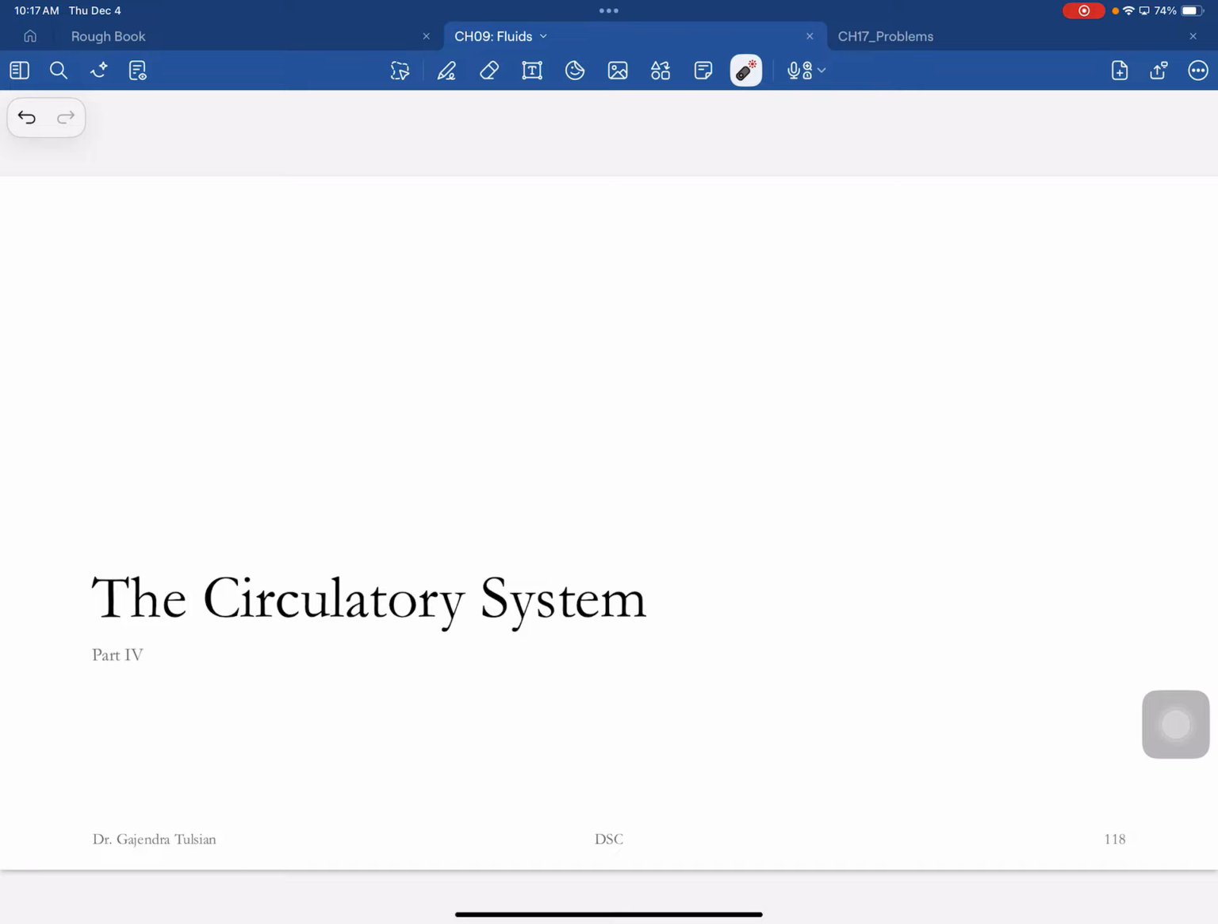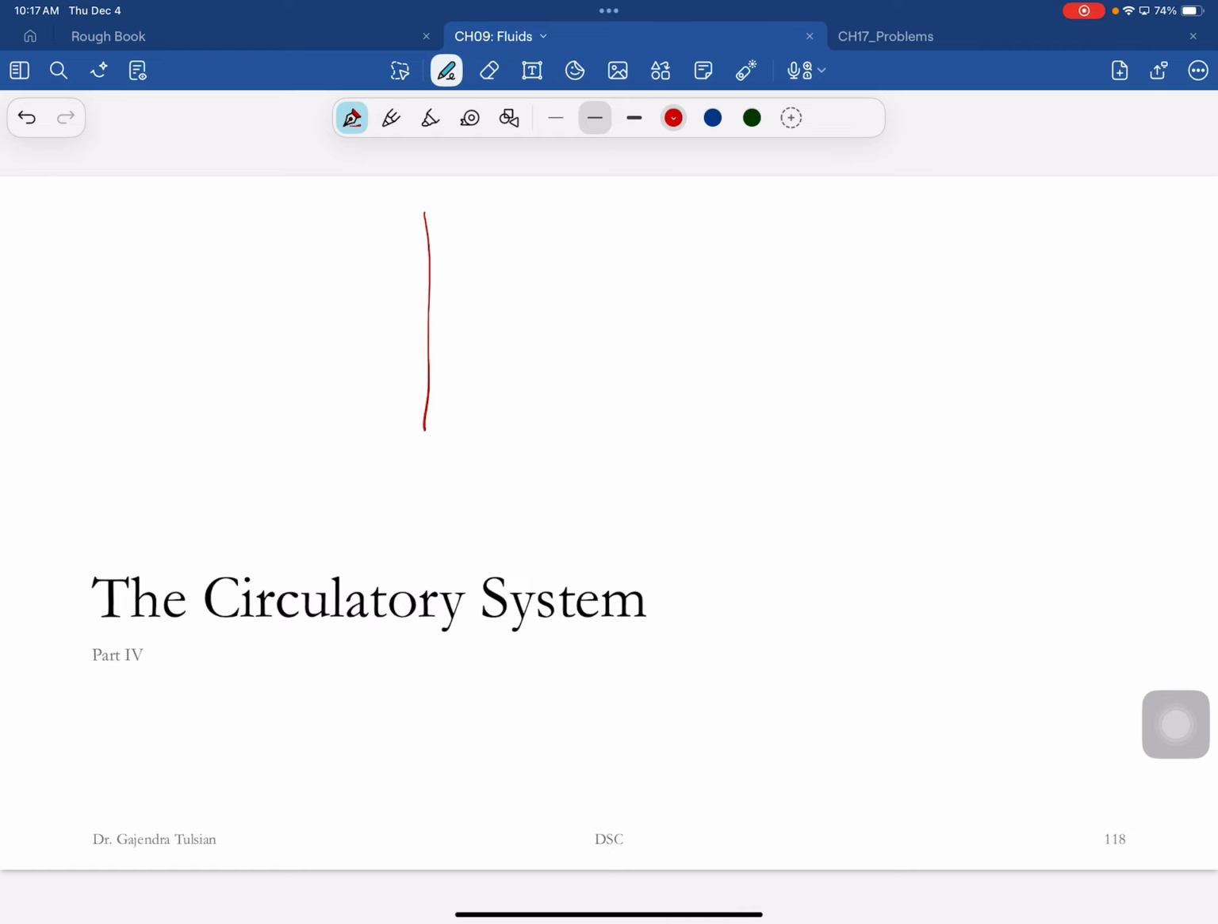Okay, how do your cells get nutrients? How do your cells get oxygen? What process? Yep. Diffusion. Okay, so, and how does diffusion happen?